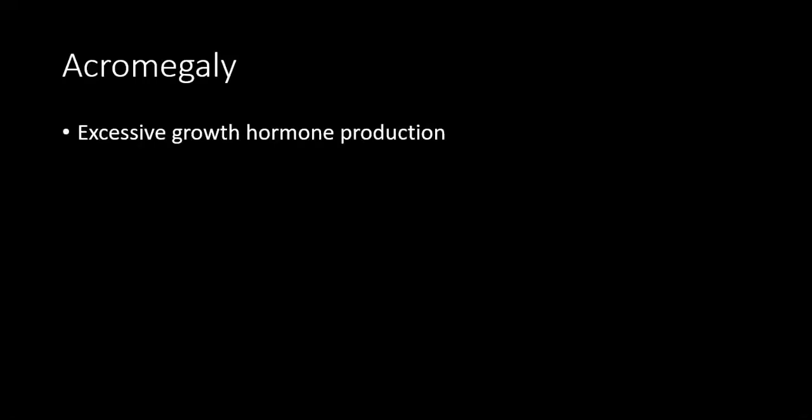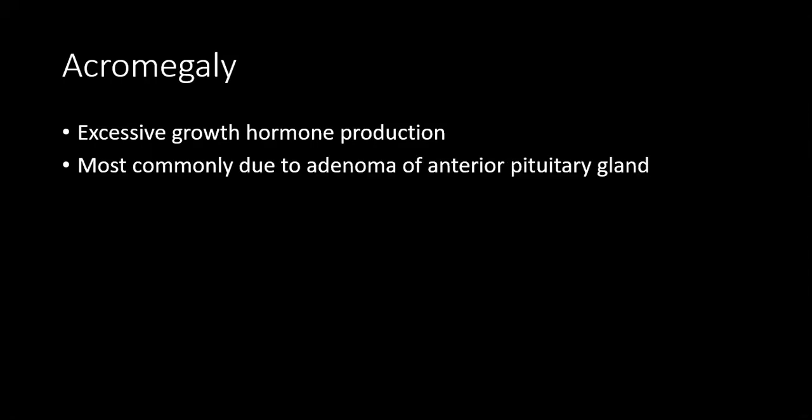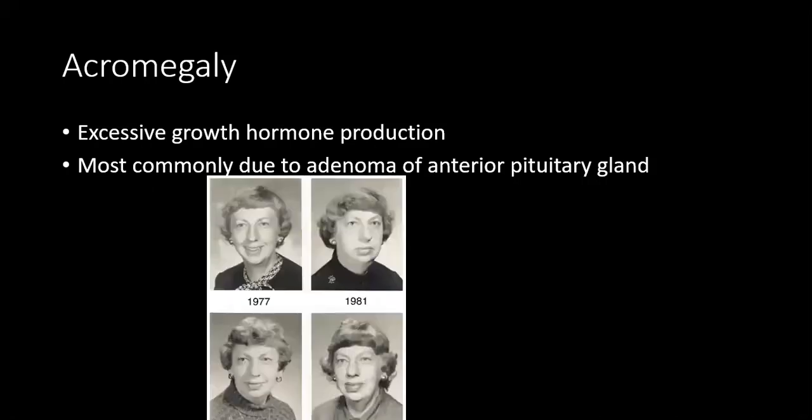So acromegaly. Acromegaly is excessive growth hormone production. This is most commonly due to an adenoma of a pituitary gland. This is a picture of a woman who has acromegaly, taken over about 10 to 11 years. You can see the changes in her face that have occurred. Her nose has gotten bigger, her lips have gotten bigger, the bridges around her eyebrows have gotten bigger. Everything is huge because of the increase in growth hormone.